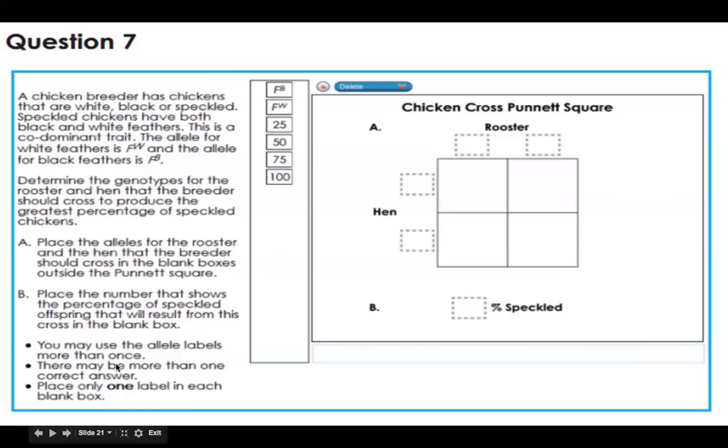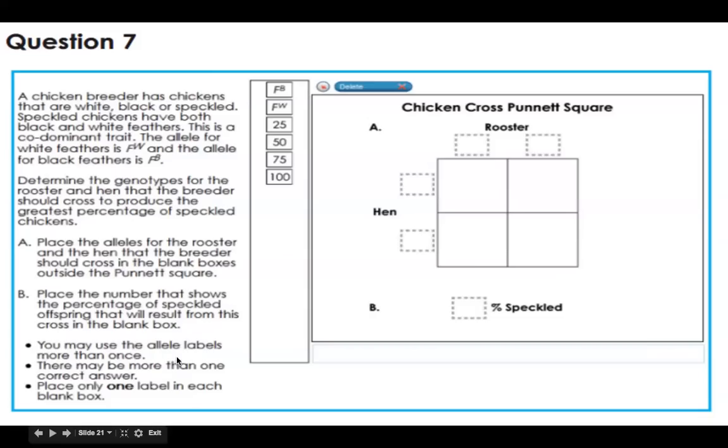We have to do these two things, and then they give us some information. Place the alleles for the rooster and the hen that the breeder should cross in the blank boxes outside the Punnett square. So we have to figure out what parent 1 should be and what parent 2 should be. And remember, back here, we had to figure out the genotypes of the parents that would produce the greatest percentage of speckled, like a mix, a hybrid, heterozygous offspring. Then we're also supposed to place the number that shows the percentage of speckled chicken offspring that will result from the cross in the blank box.